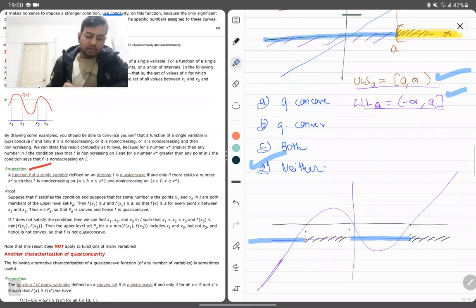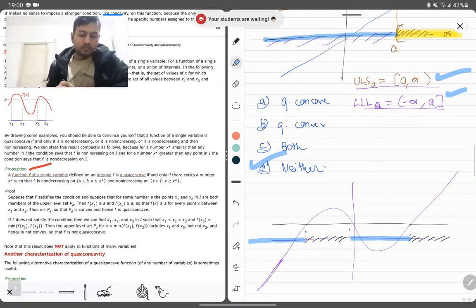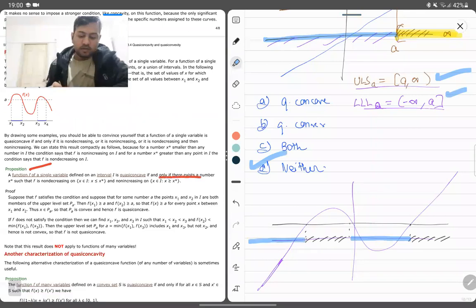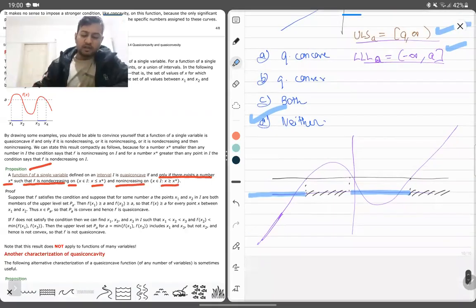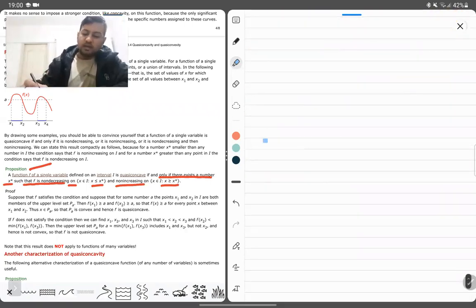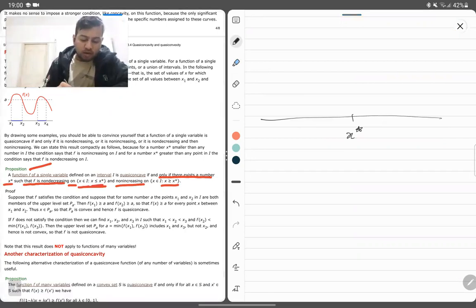So let's come to this proposition. A function of single variable defined on interval I is quasi-concave if and only if there exists a number x star such that f is non-decreasing on x less than or equal to x star and non-increasing on x greater than or equal to x star. So what this is saying is, on the real axis, there should be a number x star such that for all x less than x star, the function should be non-decreasing. So यहाँ पे the function needs to be non-decreasing, and यहाँ पे the function should be non-increasing.